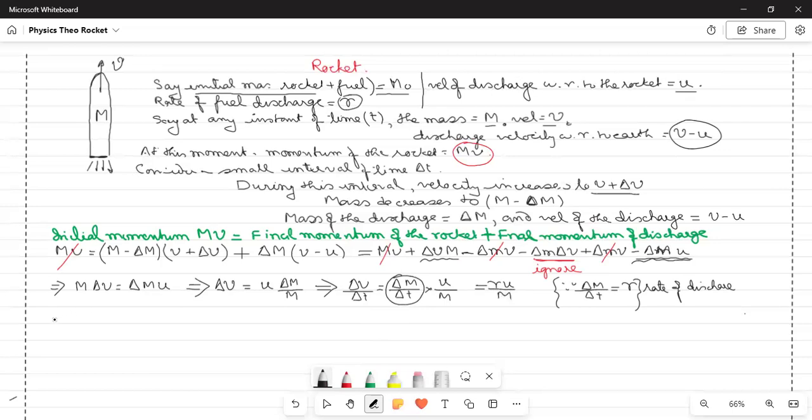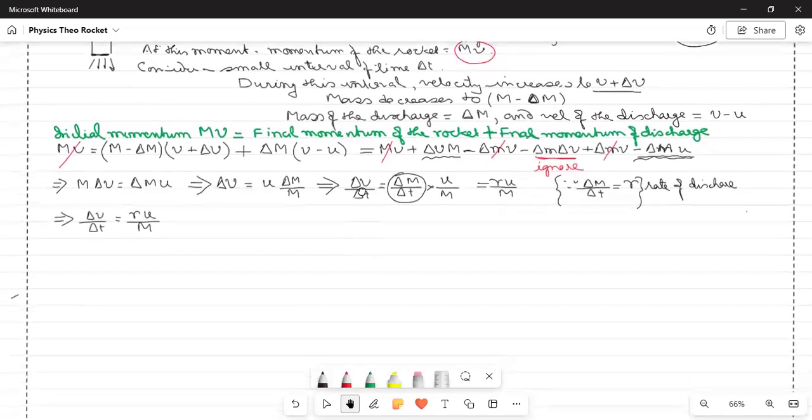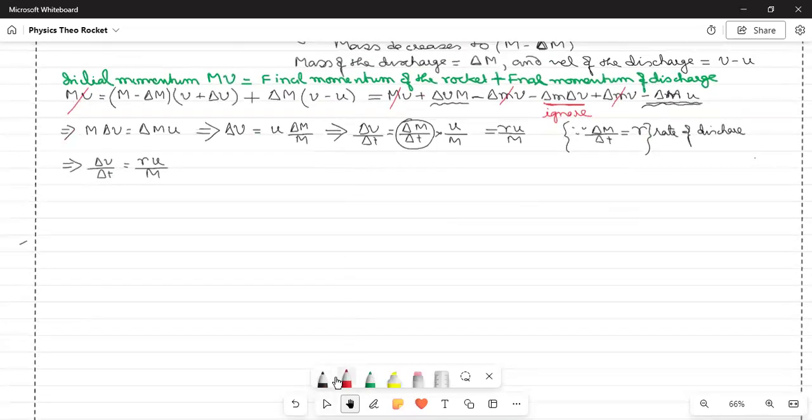So the whole equation becomes very simple. Del V by del T is equal to R U by M. This becomes a very simple equation. Now we shall use the method of integration to find out the velocity V.